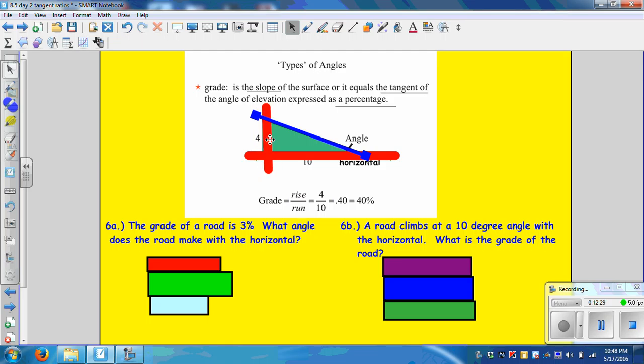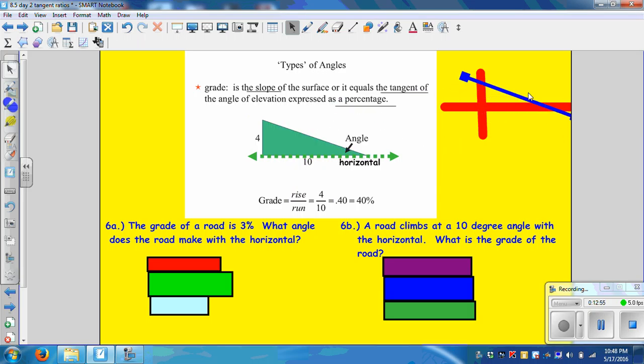In this problem, you'll see that the rise is 4 and the run is 10. So if I'm moving from this lower point to this upper point, I'm going up 4 over 10, or over 10 up 4. But either way, it is rise over run, which is 4 over 10. In decimals, it's 0.4 or 40%. So what you'll see in most calculations for these problems is a comparison based on percentage rather than saying slope.